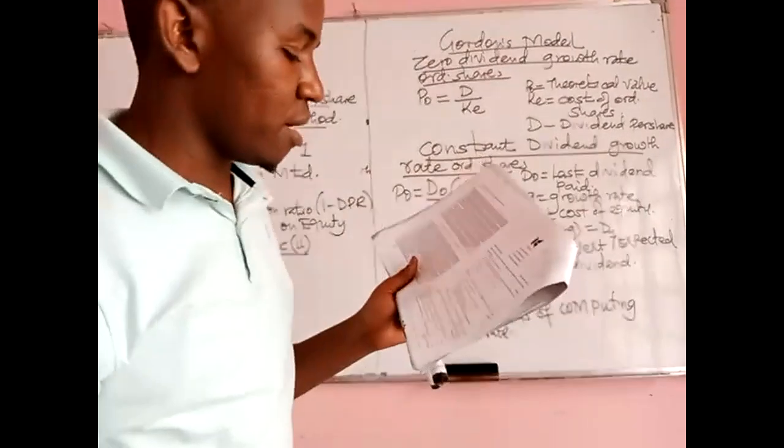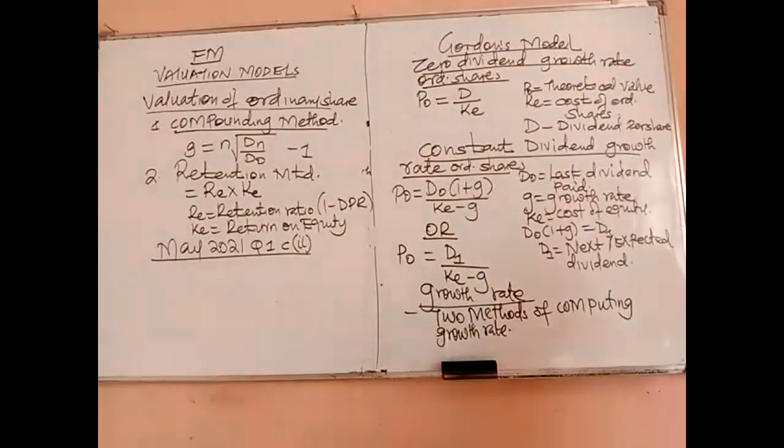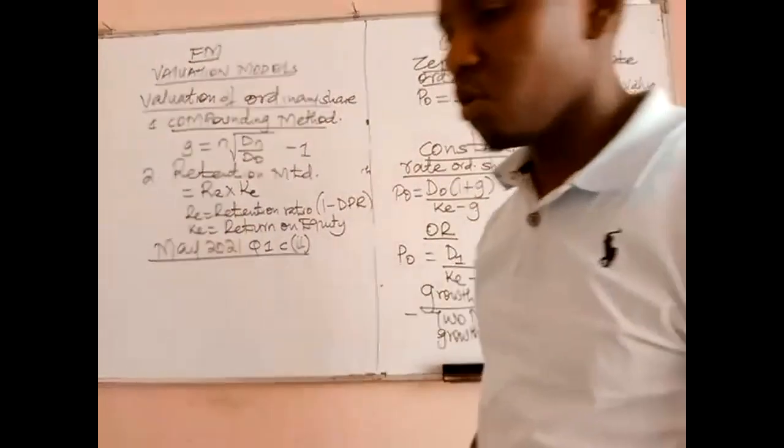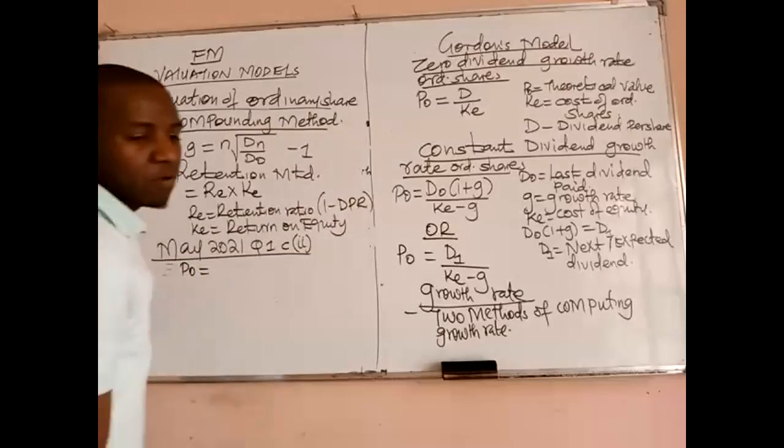Required: advise an investor who holds shares in the company whether to buy more shares or to sell. So we'll have to look for the value, and after looking for the value, we compare with the market value. The market price is what we've been given as 64.45. So that is our constant dividend growth rate ordinary shares. How do you get the theoretical value, P0? Are we given the expected dividends? What have we been given on number 2?